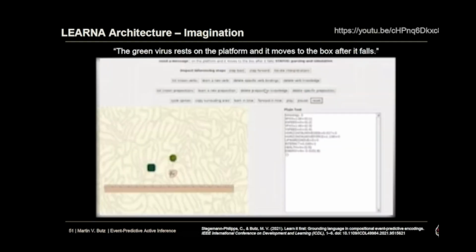So for example, if the system is probed with, okay, explain to me, essentially, you can imagine it says what could happen when I say: the green virus rests on the platform and it moves to the box after it falls.